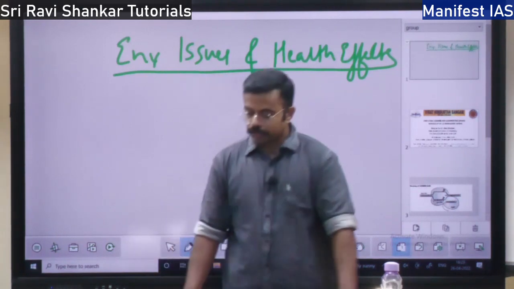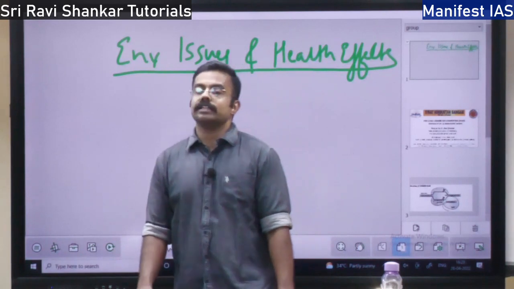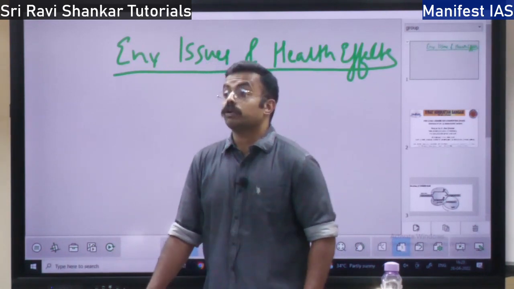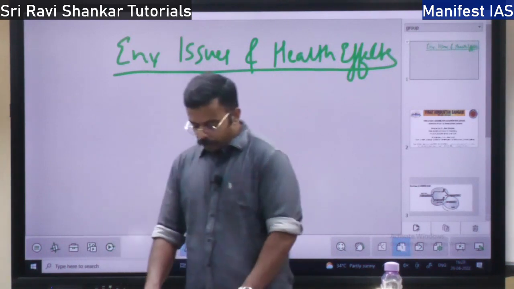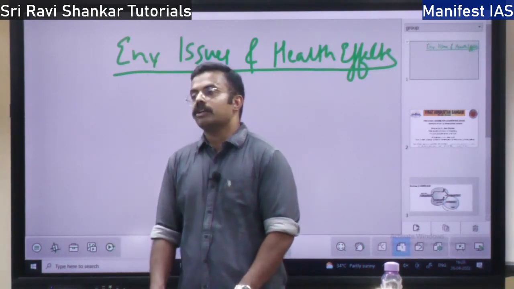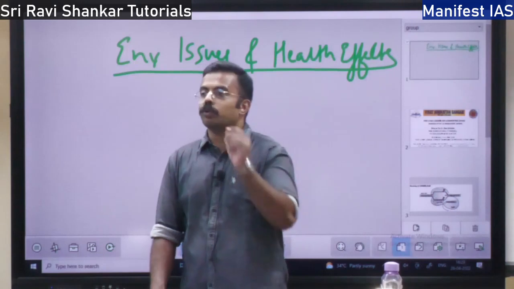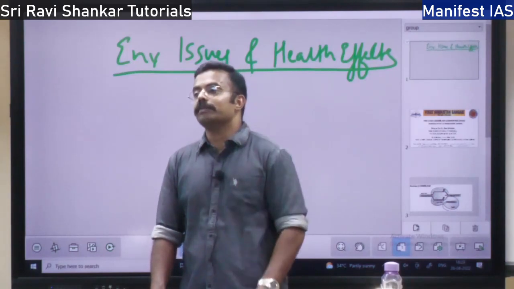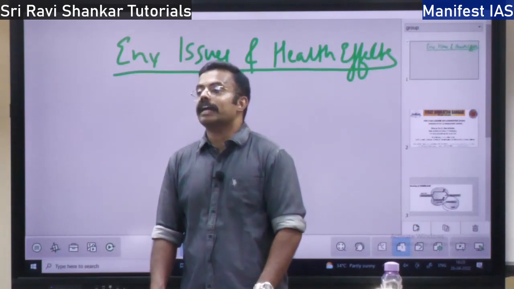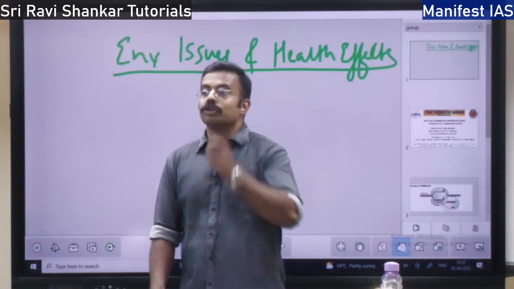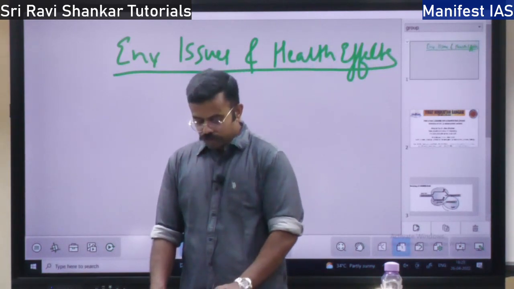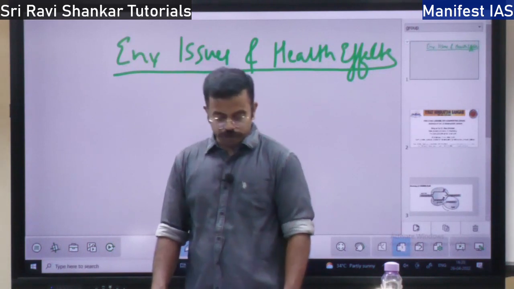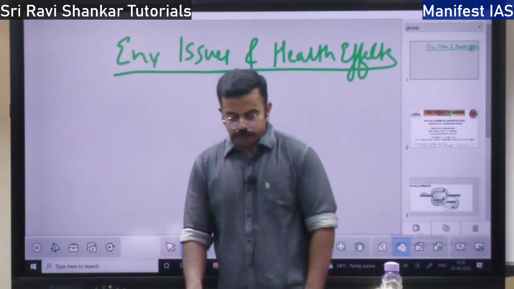Then fluorine. Fluorine is fluoride. Where is it found? In underground water. Underground water has fluoride. The common problem is fluorosis. What happens in fluorosis? Your bones and your teeth will all become brittle and weak. They become weak, brittle in nature, right? So joint stiffness, dental fluorosis, all are the effects of fluorine.